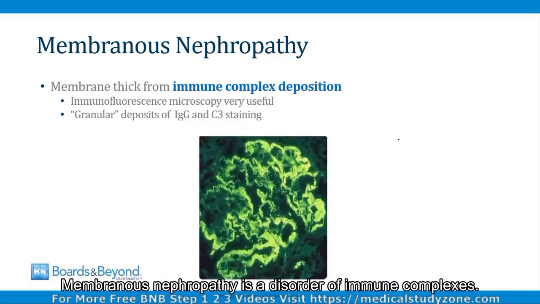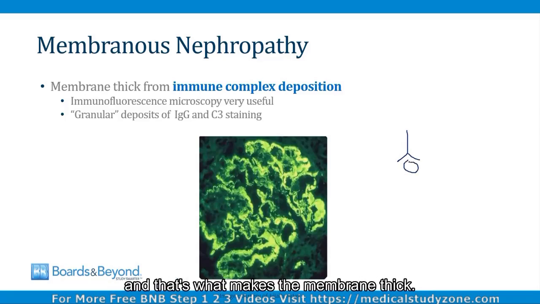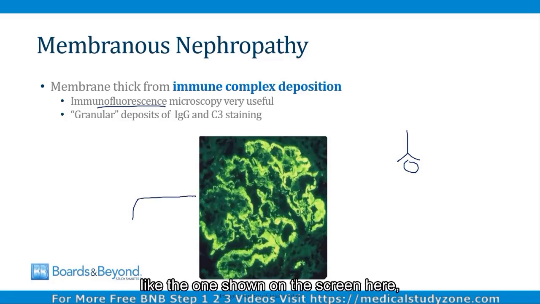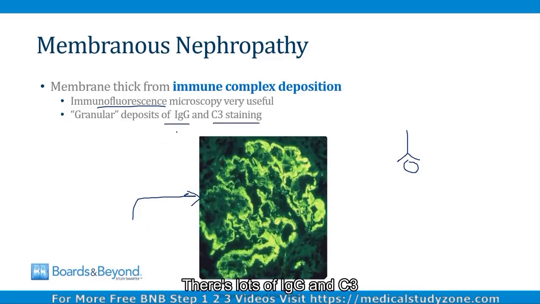Membranous nephropathy is a disorder of immune complexes. Immune complexes are antibodies that bind to antigen and they deposit and build up in the glomerulus, and that's what makes the membrane thick. And because membranous nephropathy is a disorder of immune complexes, immunofluorescence microscopy is very useful. In immunofluorescence microscopy, you take a renal biopsy sample like the one shown on the screen here, and you add an antibody that will light up if it binds to its target. And the antibodies that you use in membranous nephropathy are against IgG and C3. There's lots of IgG and C3 in the glomerular basement membrane, and therefore it will light up in immunofluorescent staining.